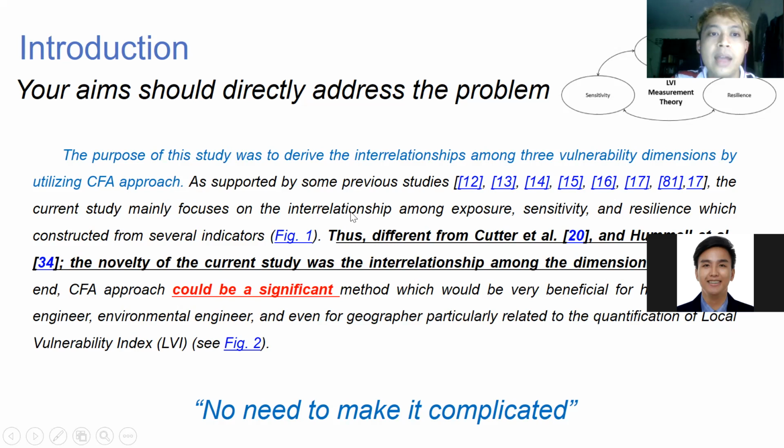And then this one, as supported by this and so on. This is the contribution. You have to mention this at the end of your introduction. See? Different from this study and this study, I would like to highlight the novelty of my own study. So yes, some studies already exist, but I still want to emphasize my own contribution in this kind of study. CFA approach could be a significant method, which would be very beneficial for this, particularly related to whatever. So this is actually the contribution.